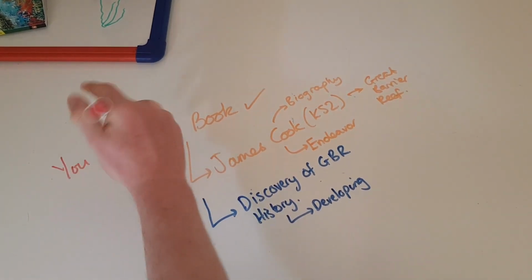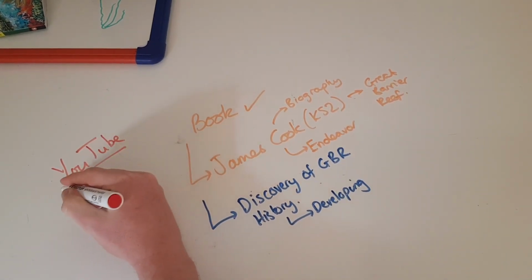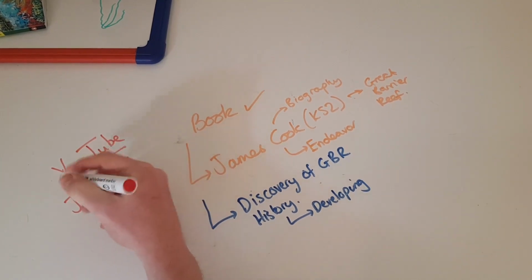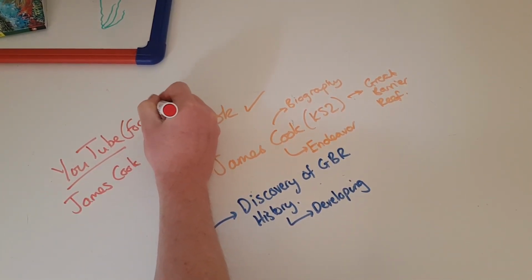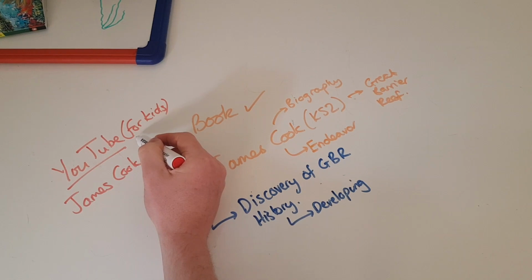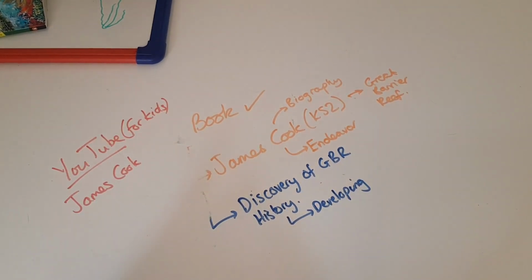Oh, it's a capital T, isn't it? Apologies. YouTube. If you look for James Cook, it might work if you put "for kids" on your searches. You don't have to do that at all. That's just because then it gives you videos that are a bit more exciting when you look for kids and stuff. They try and jazz things up a bit.